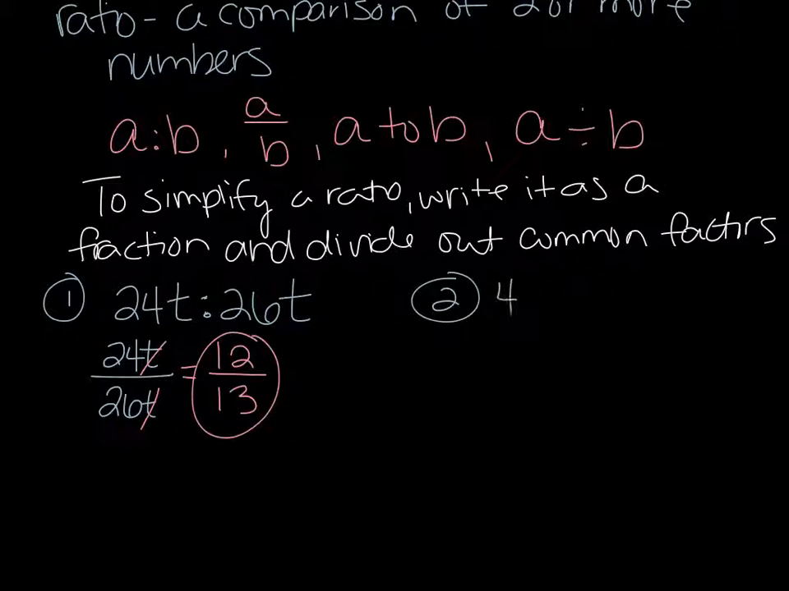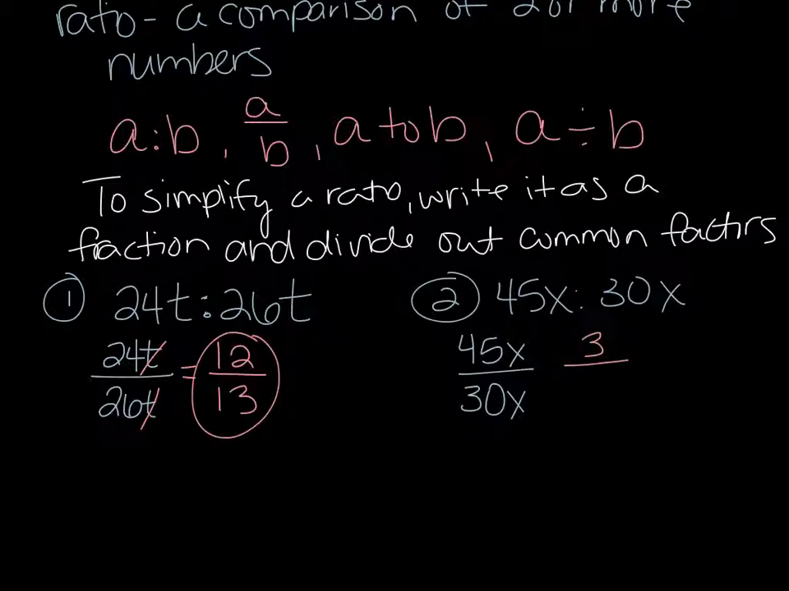Okay, let's try 45x to 30x. Once again, this means the same thing as 45x over 30x. Well, looking at my numerator and denominator, what are some things I could divide out? You could divide out a 5, and then you'd have to divide out a 3. But if we divide out a 15, the 45 turns into a 3. The 30 turns into a 2. What else can I divide out? An x. The x's divide out. So your simplified ratio is 3 to 2.